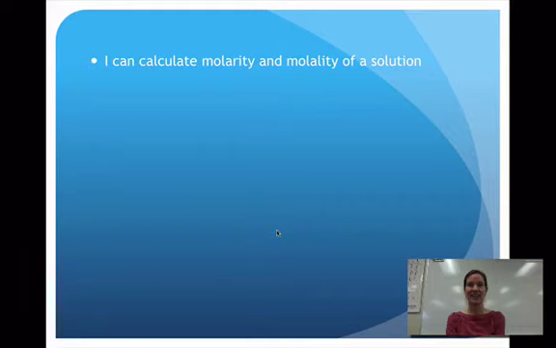This video is going to focus on learning the concept of concentration, specifically focusing on a concentration unit called molarity, which is referenced in this learning target. There's another concentration unit called molality that we'll deal with a little bit later.